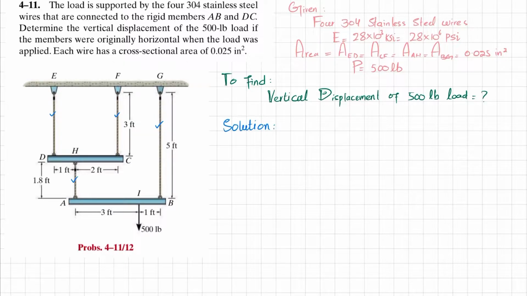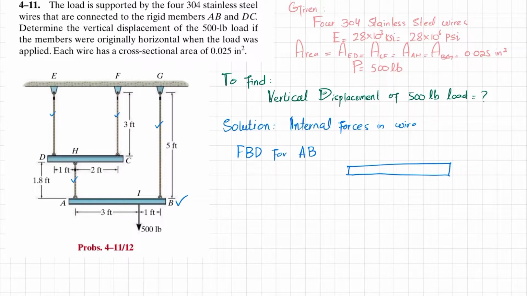We will draw the free body diagrams. So let's move and solve this. Internal forces in wire. We will take the free body diagram, FBD, for AB. What is AB? AB is this rigid bar. So I will draw this bar AB. Clear? Let this be AB. At this point B, we have a load of FBG.